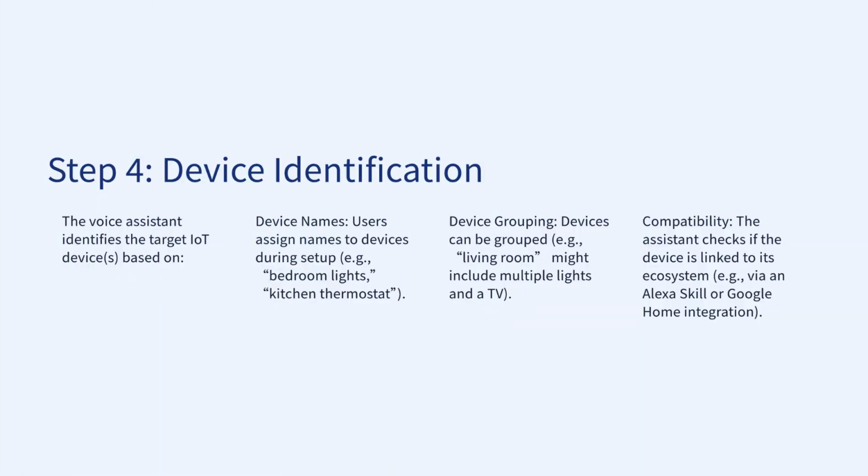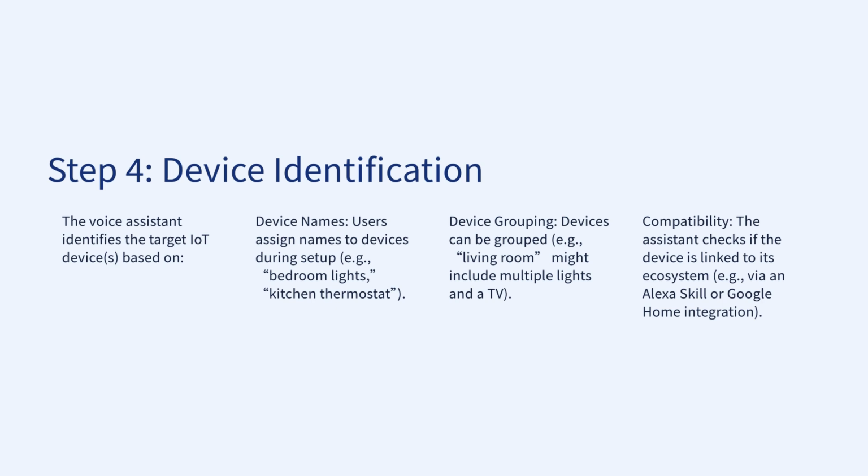Step 4. Device identification. The voice assistant identifies the target IoT devices based on device names. Users assign names to devices during setup, for example, bedroom lights, kitchen thermostat. Device grouping. Devices can be grouped, for example, living room might include multiple lights and a TV.